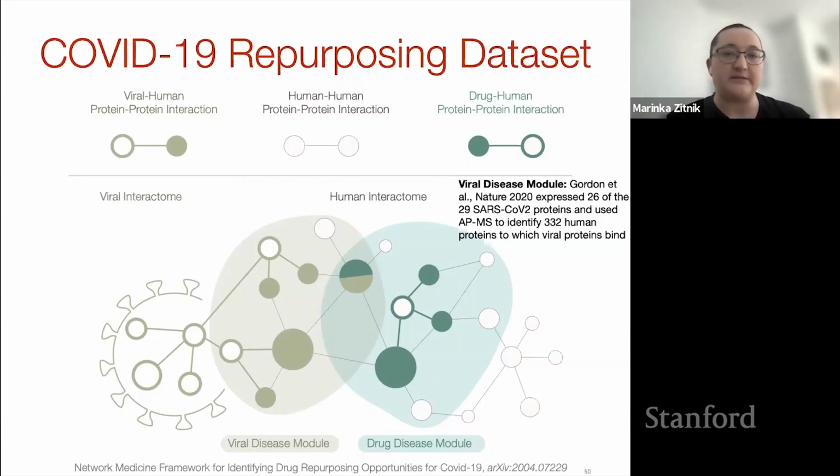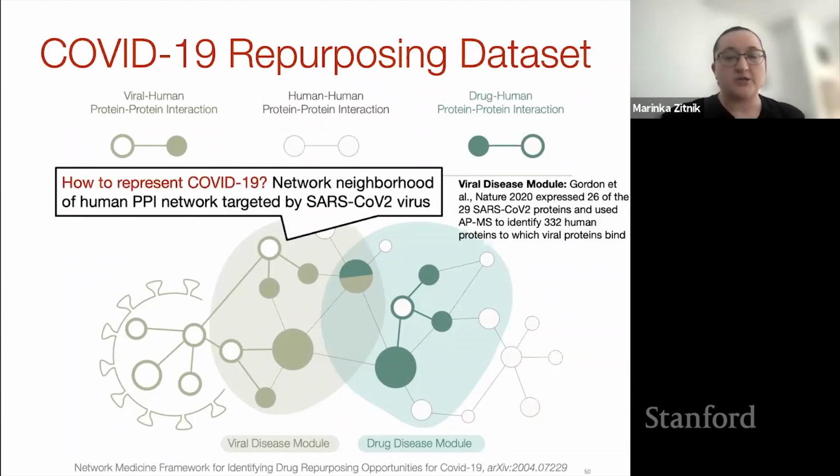So for each and every existing drug, we pulled information on its known targets, on proteins that those drugs bind to, and that gave rise to those drug modules, which would be a set of proteins for each drug that are targeted when the patient takes the drug. So COVID-19 ultimately was represented as a network neighborhood of the human PPI network targeted by the SARS-CoV-2 virus. And the few-shot learning strategy was then applied to learn the embedding for COVID-19.